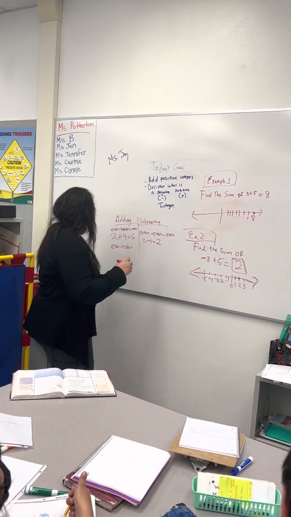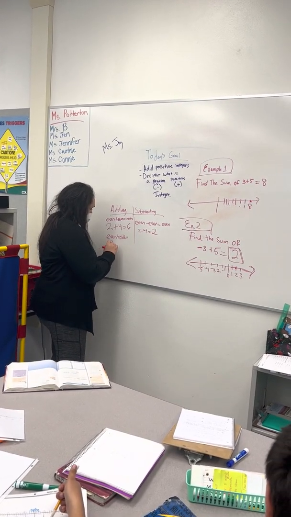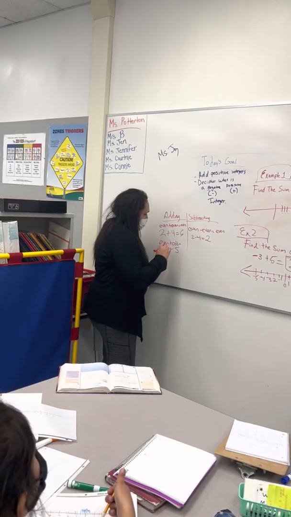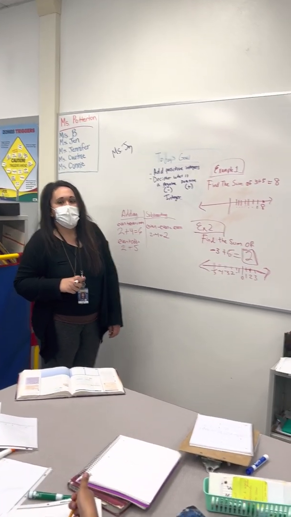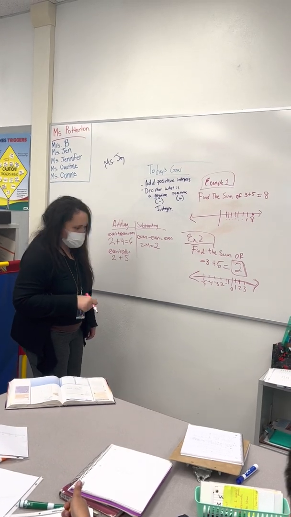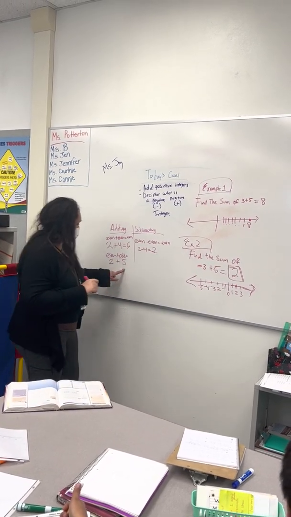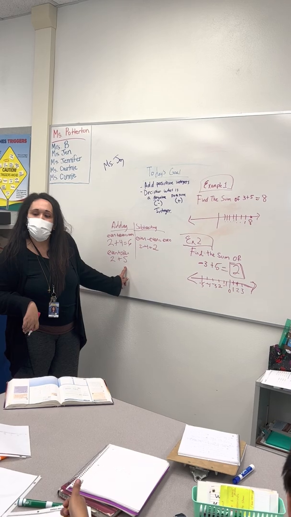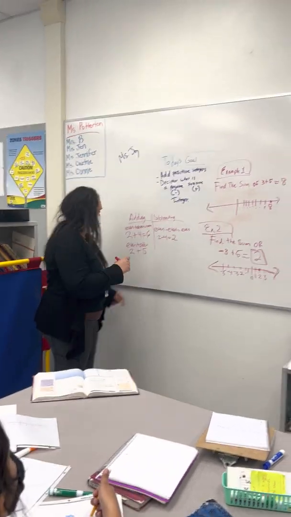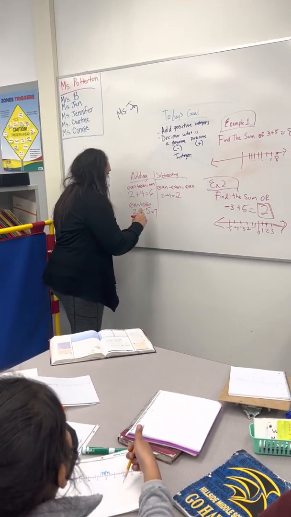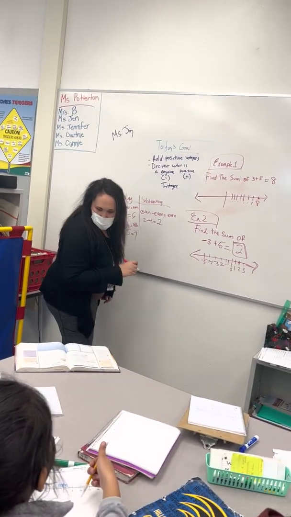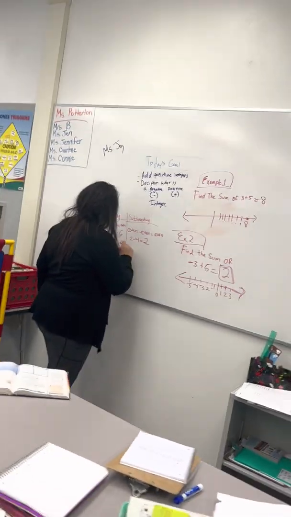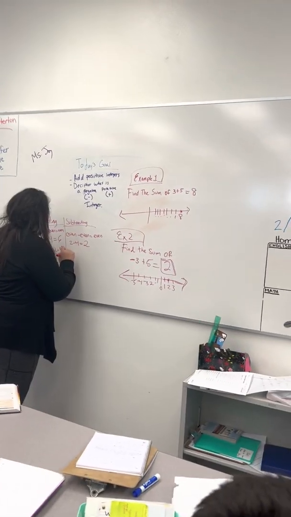So if you have an even number, let's say you have 2 plus 5. Is my answer going to be an even number or an odd number? Odd. Okay, you got it. So what's 2 plus 5, Eden? 2 plus 5 is 7. What about subtraction? 5 minus 2 would be 3, and that 3 is an odd number.